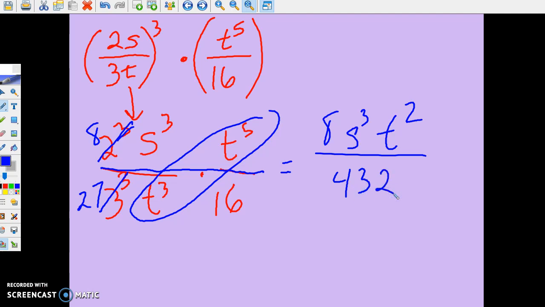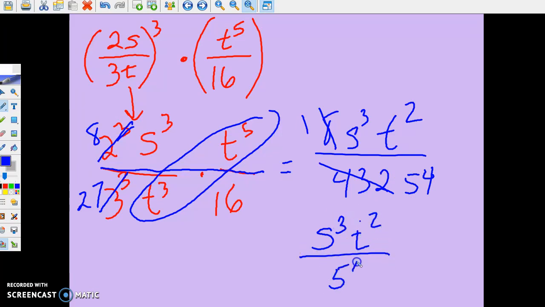And 432, if I do 8 divided by 432, that can be simplified to 1 over 54. So this would turn into a 1, this would turn into a 54. So my final answer is s to the 3rd, t squared over 54.